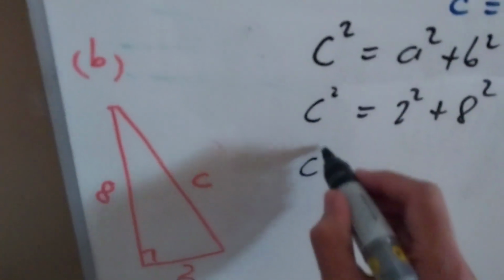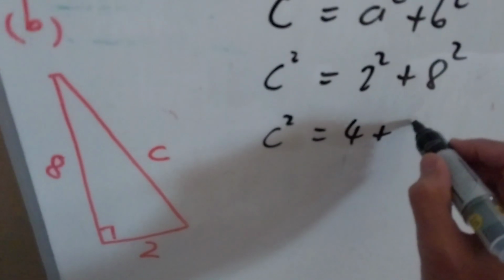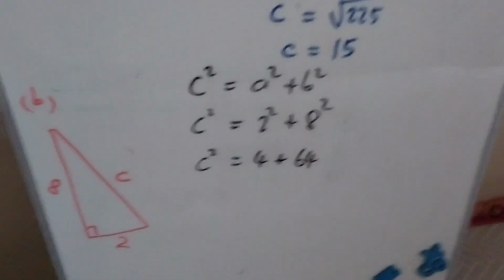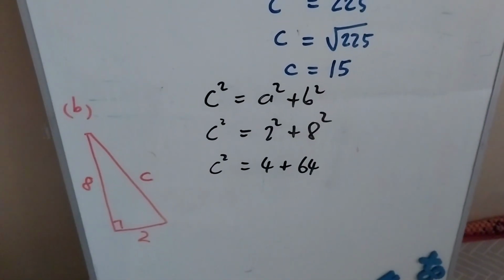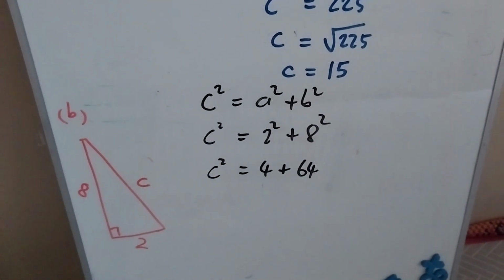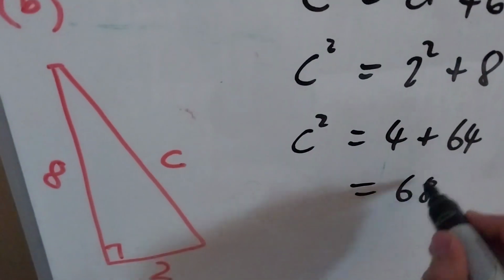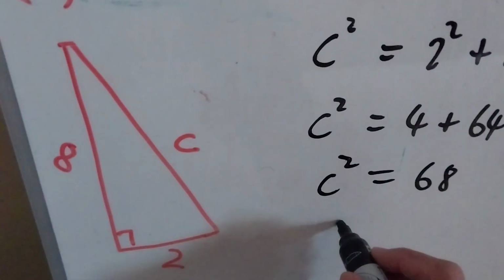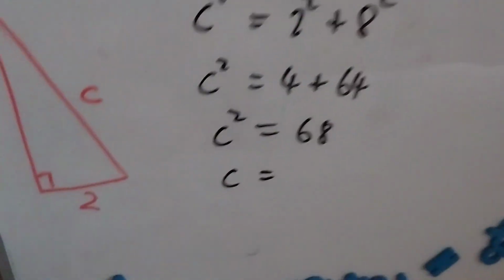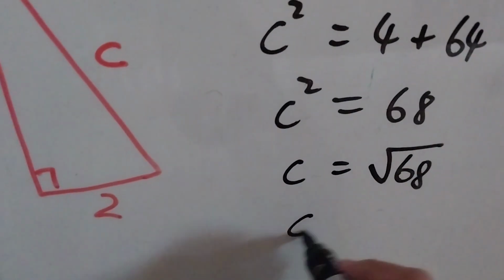And then C squared is equal to 4 plus 8 times 8, which is 64. So remember, 8 squared means 8 times 8, not 8 times 2. You can use the calculator to verify. Now 4 plus 64, I don't need the calculator for that. It is 68. But if you get confused, you can use the calculator. If C squared equals 68, the value of C, the hypotenuse, is the square root of 68.